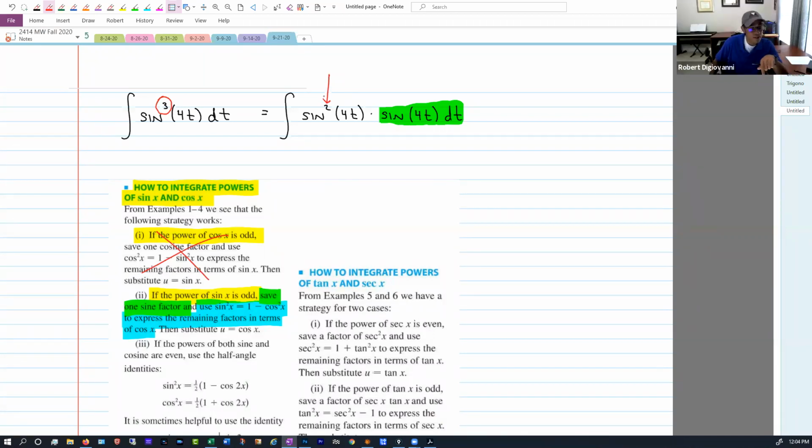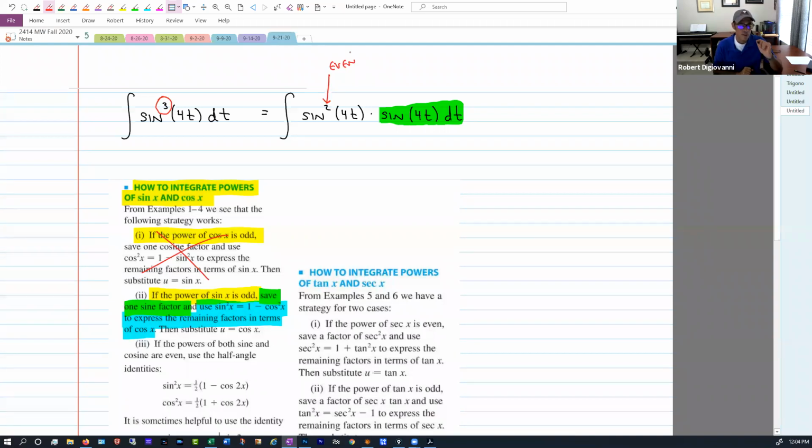Squared, in this case it is, because we started with sine to the third. What if we had started with sine to the fifth? It has to be even. Does everyone understand that if we start with an odd power of sine and we peel one sine off, then whatever's left has to be even? Yes?